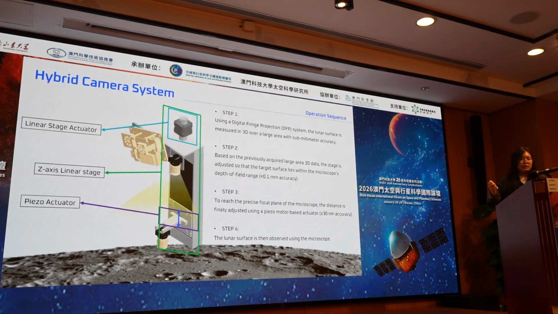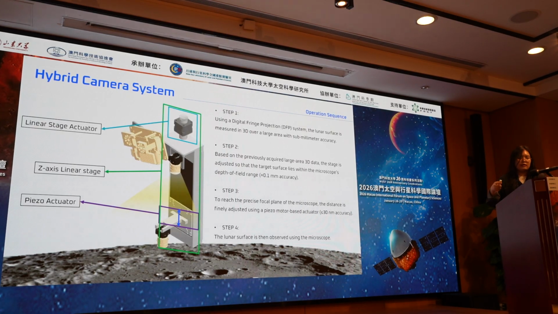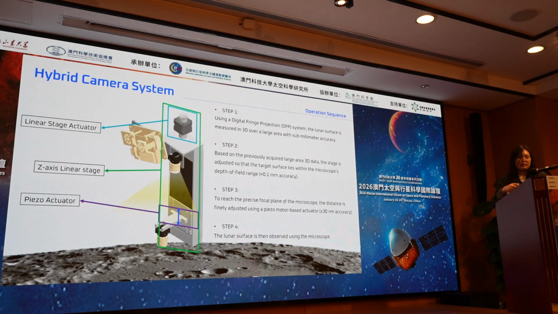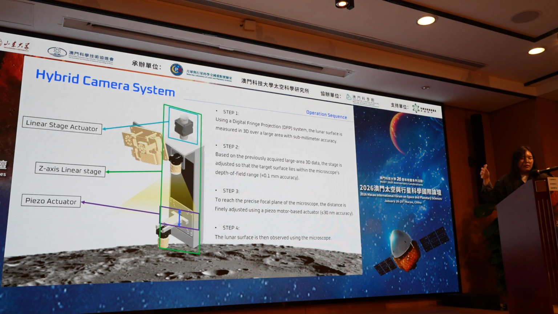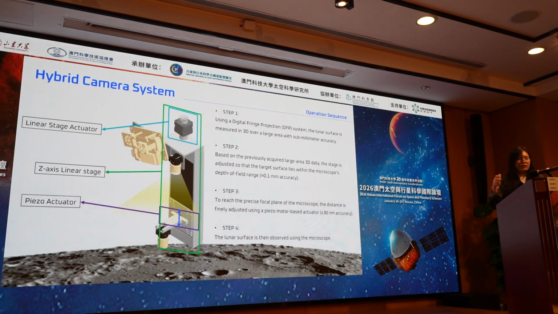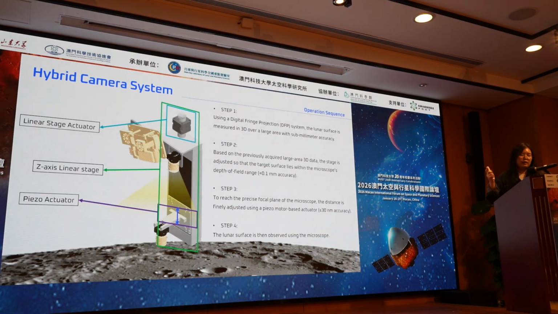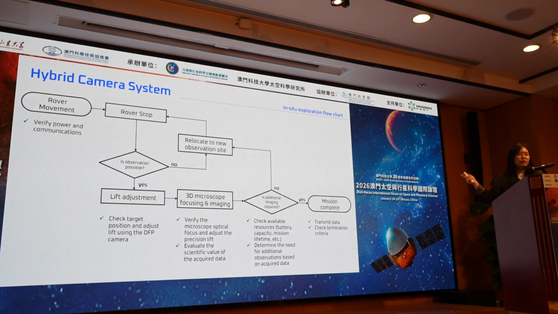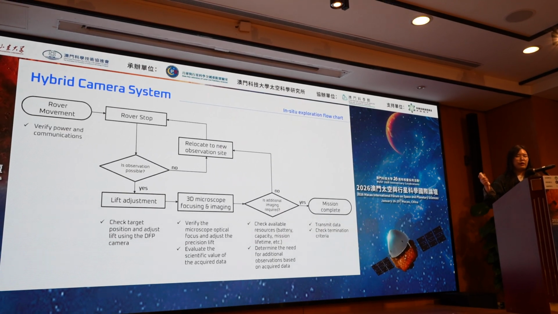This is the operation sequence for observing the lunar and planetary surface with the integrated system. First, the DFP system scans the wide area in 3D. Next, the region of interest is placed within the microscope's depth of field using the DFP data. Then the focusing is performed using a piezo actuator. Finally, high-resolution microscopic imaging is conducted. And this is the flow chart summarizing the mission operation process of the payload mounted on a rover.